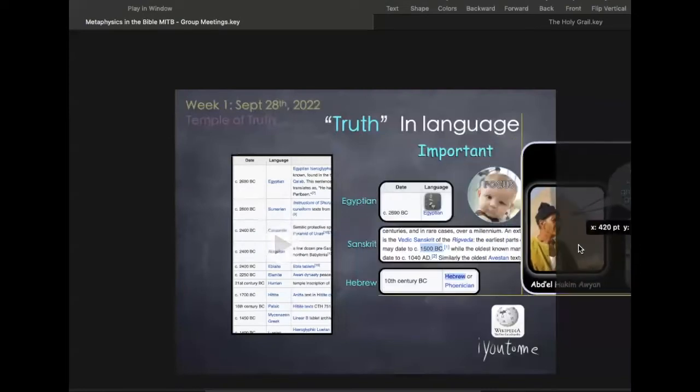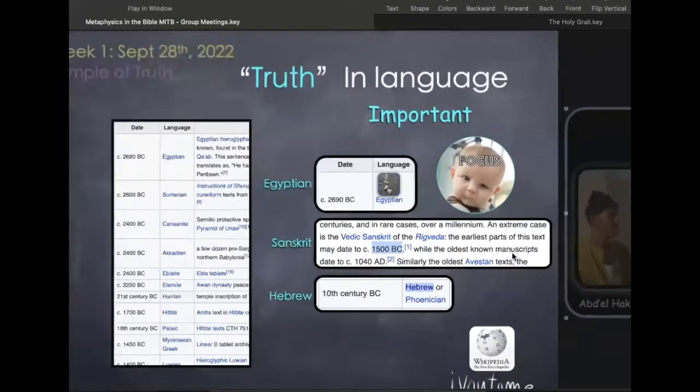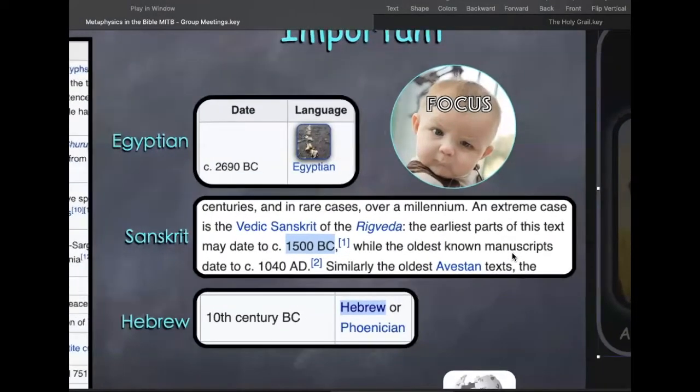All right. So we're going to ask you to focus on these three languages because they hold a path of a certain truth of one word. Egyptian, obviously, 2690. Remember, Egypt is where the breadcrumbs are left.